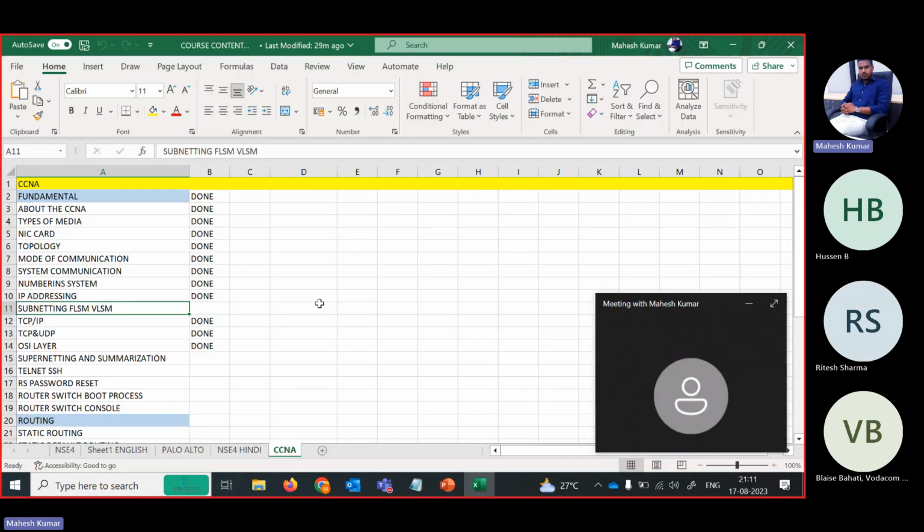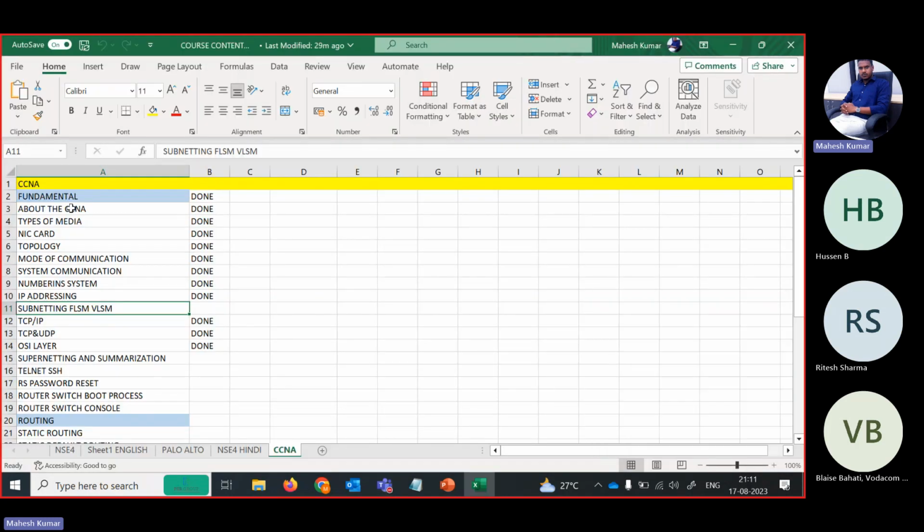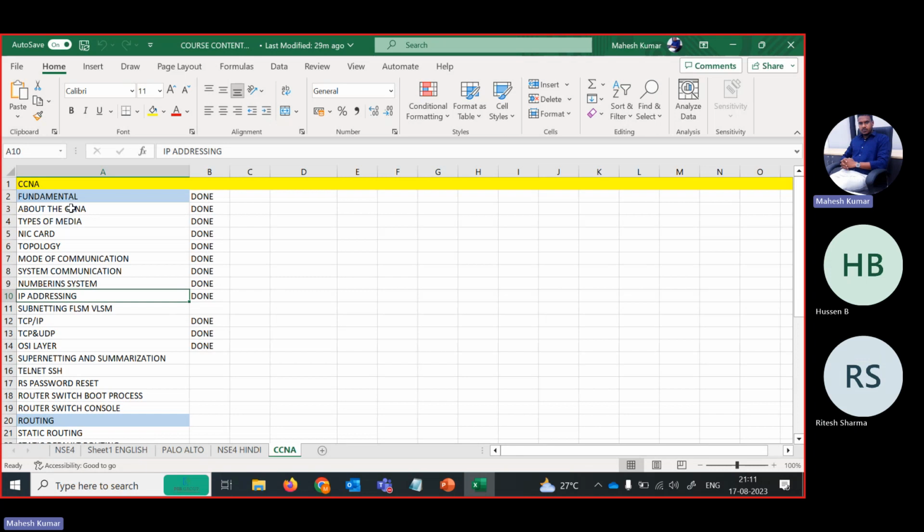And in the last session, as of now, in CCNA, we have completed our fundamentals about the CCNA, types of media and ICANN card. What is the topology? What kind of topologies we are having? Mode of communication, like broadcasting, unicast, multicast, numbering system, what bits, bytes, IP addressing, types of IP addressing, public IP and the private IP ranges, and the classes of the IPs. Subnetting, we completed FLSM in the last session in class C, right? And today we will go for class A and class B, how to do FLSM with class A and class B.